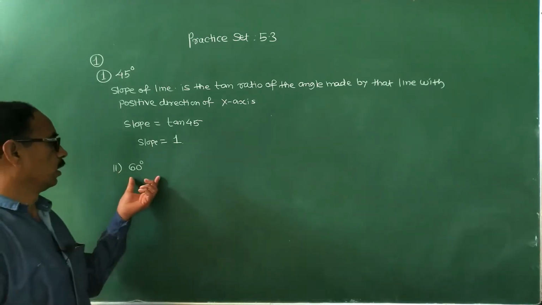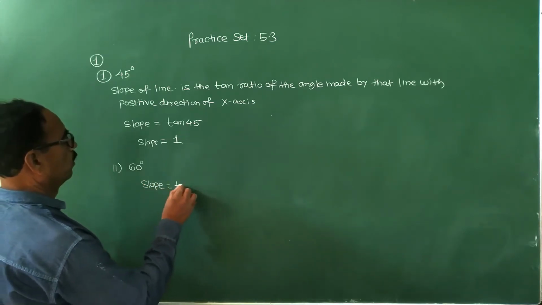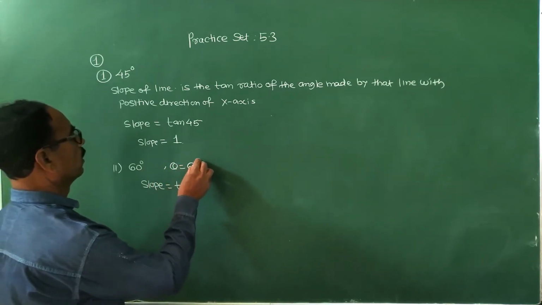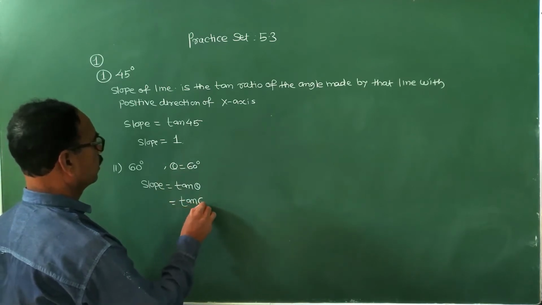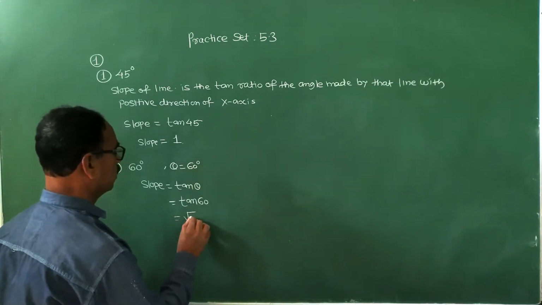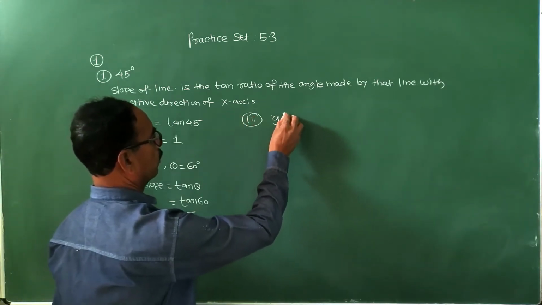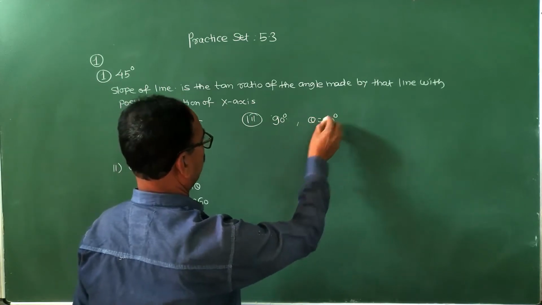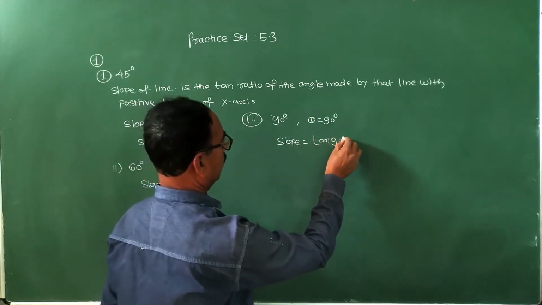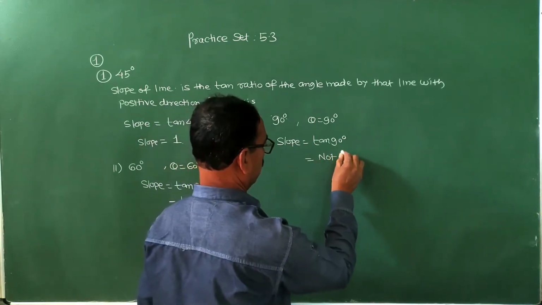Then we have given number 2, 60. So here we can write slope equal to tan theta. Here theta is given, that is 60 degree, and this is the tan of 60. Tan 60 आणि tan 60 ची व्हॅल्यू आपल्याला माहिती आहे किती आहे √3. So this is √3. Third example is we have given the angle is 90 degree. So here theta is given 90 degree and our slope here will be equal to tan of 90 degree, and this tan 90 is not defined.